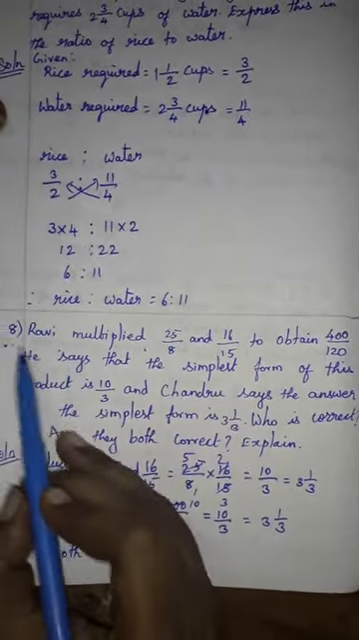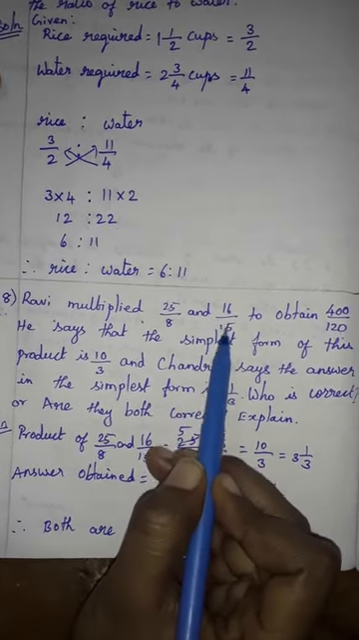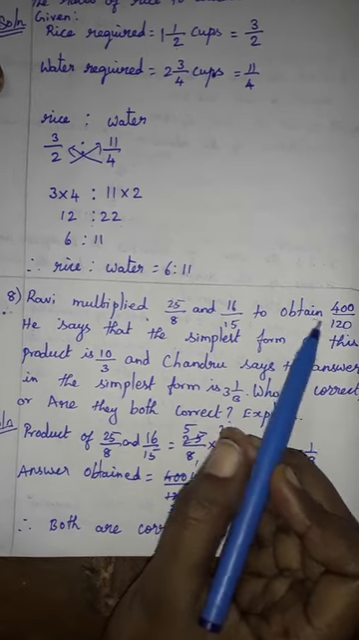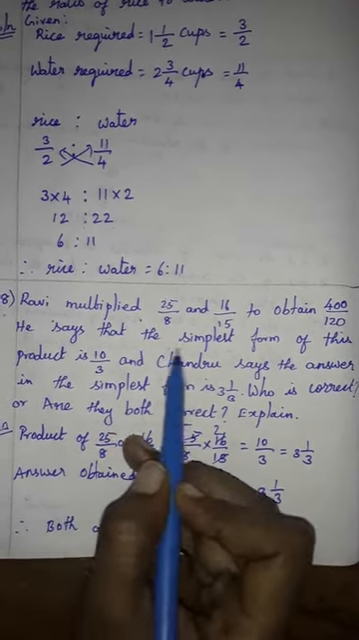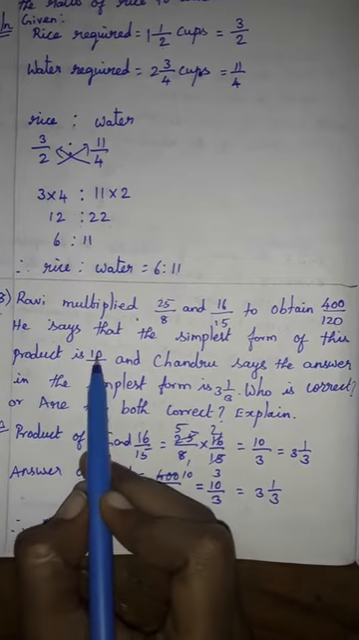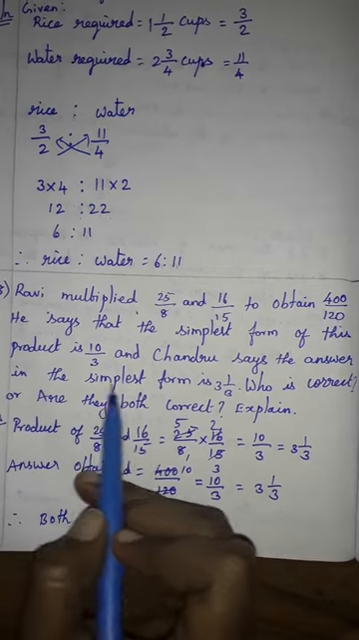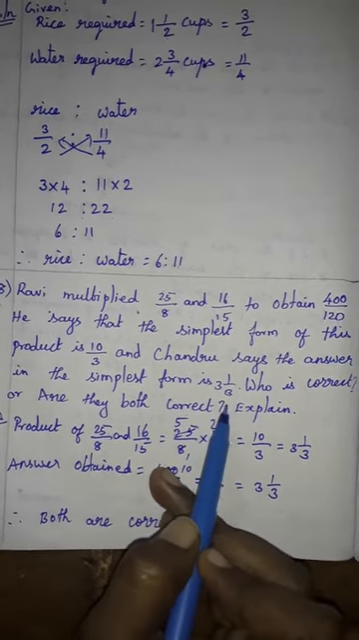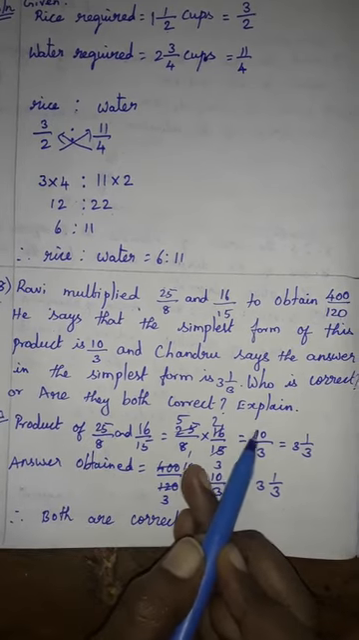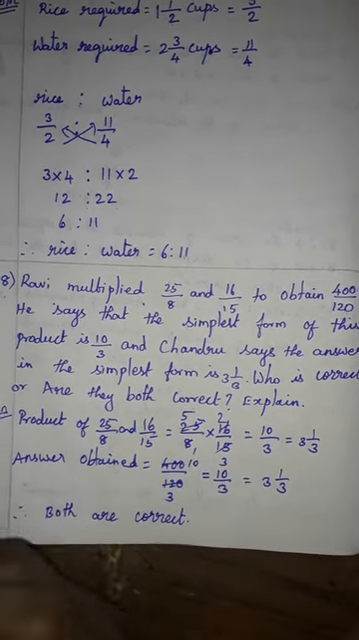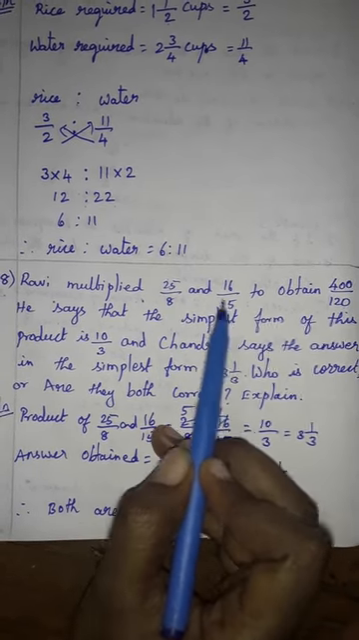The eighth sum is Ravi multiplied 25 by 8 and 16 by 15 to obtain 400 by 120. He says that the simplest form of this product is 10 by 3. And Chandru says that the answer in the simplest form is 3 1 by 3. Who is correct, or are they both correct? Explain. In the sum, first you have to find the product of 25 by 8 and 16 by 15.